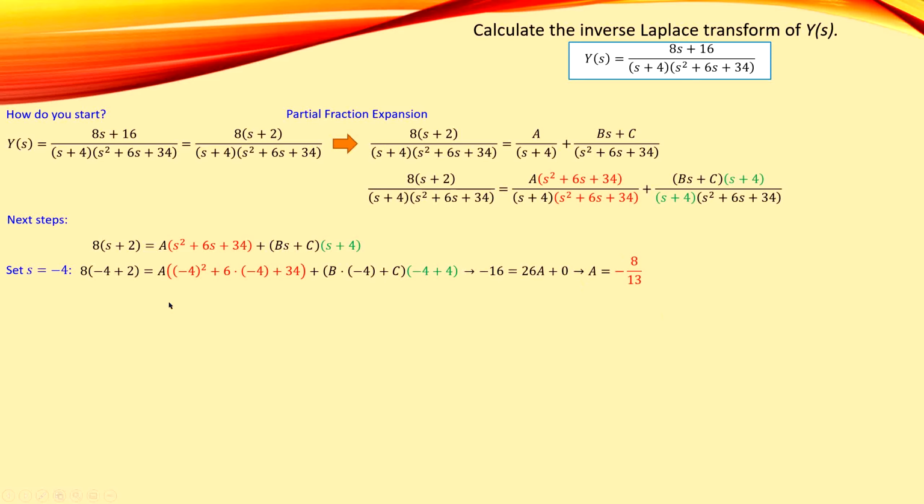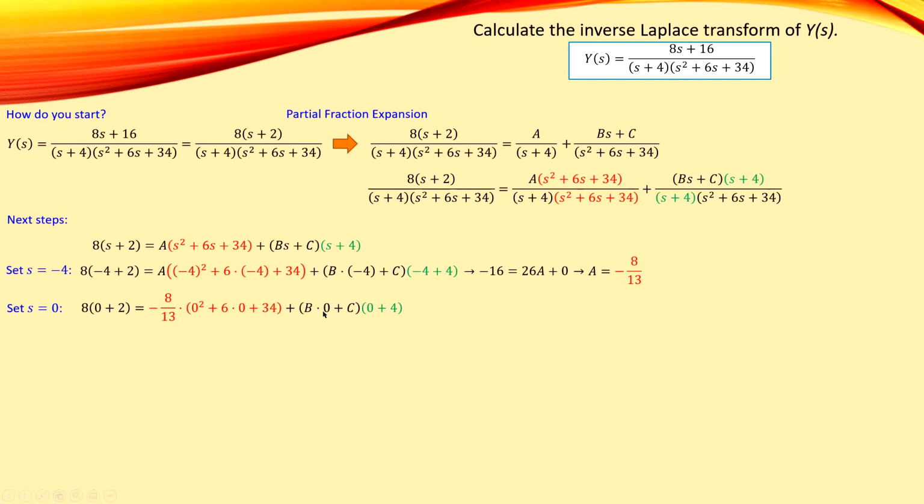We can continue again by selecting a convenient value for s to determine the other unknowns, other coefficients. Since I know A, I can use that in the next steps. If I now want to get rid of B, that is possible by selecting s equal to 0. So if I do that, and then substitute the value s equal to 0, and use this A, which I already calculated in the first step, let's do that here. As you can see, s is equal to 0. This will be 16 on the left side, and I have now substituted the value of A, and s is equal to 0.